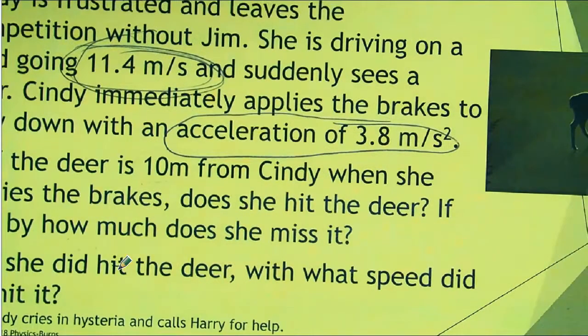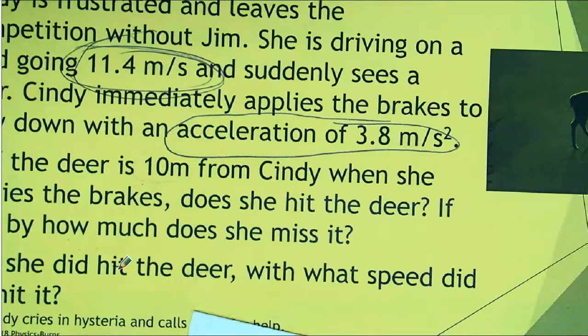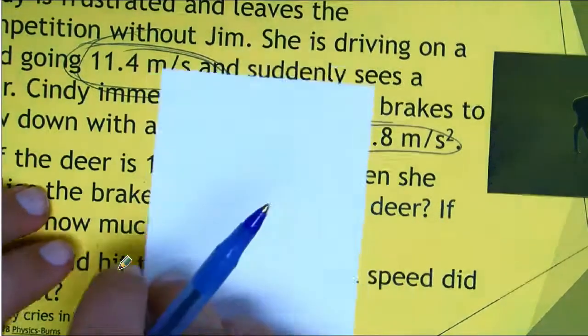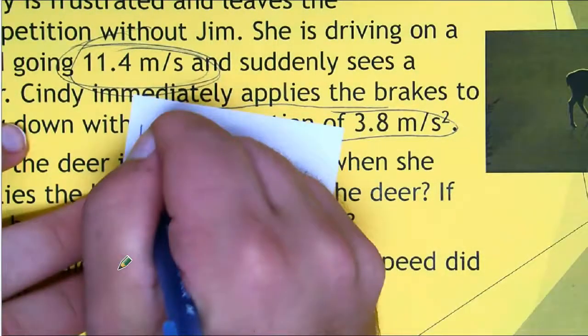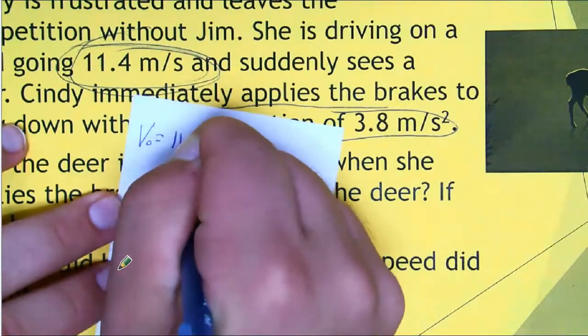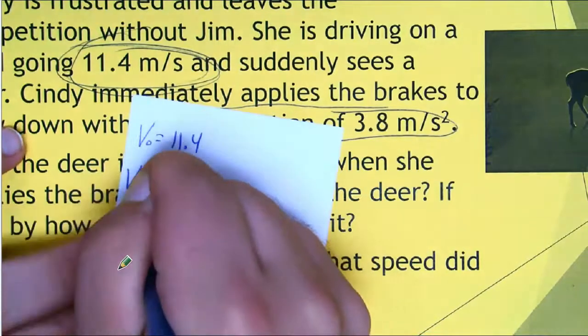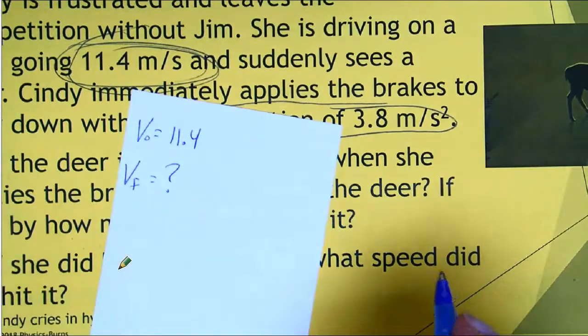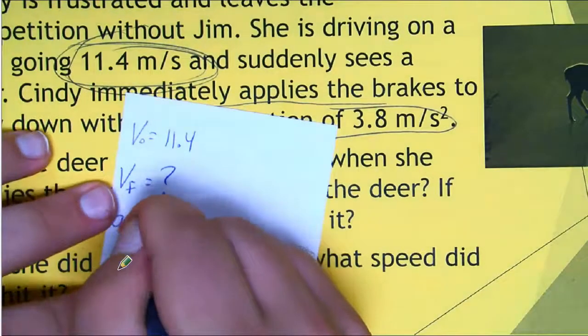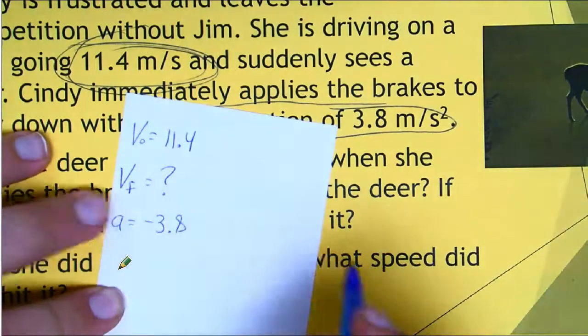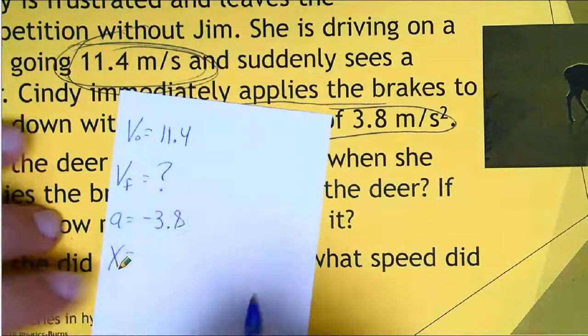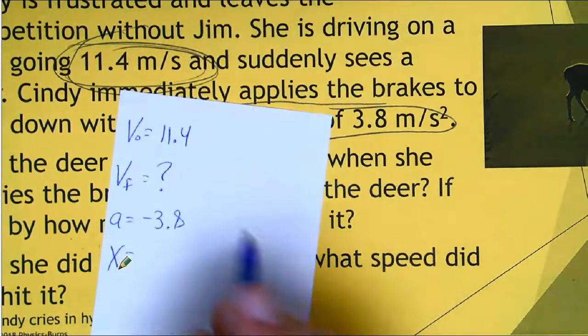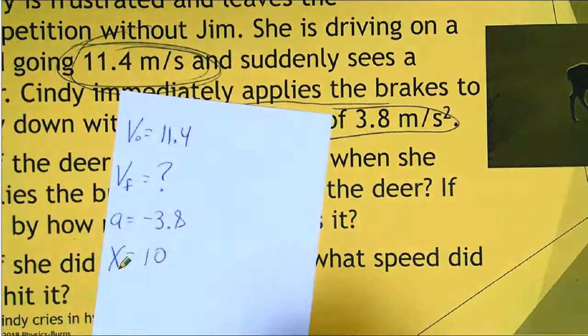Now B says, if she did hit the deer, what speed did she hit it at? Oh, okay. Once again, got to write my known. So my velocity initial is 11.4. If she did hit the deer, I don't know what my velocity final is. All right. I know my acceleration is negative 3.8. And I actually know my x. How far was the deer from me? The deer was 10 meters from me.